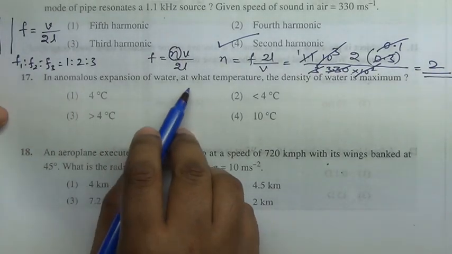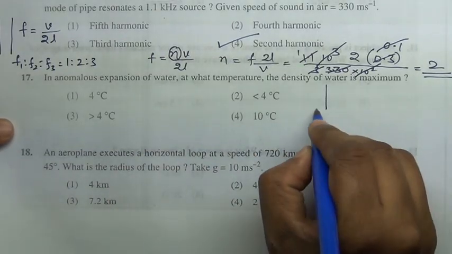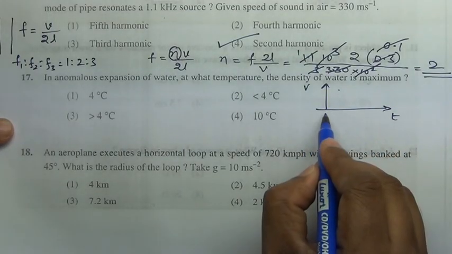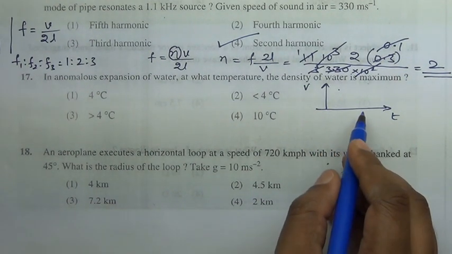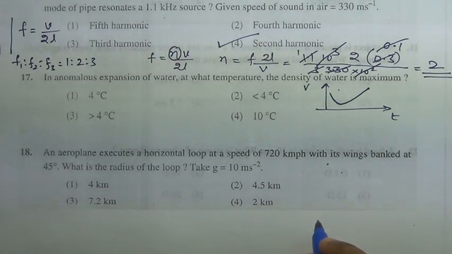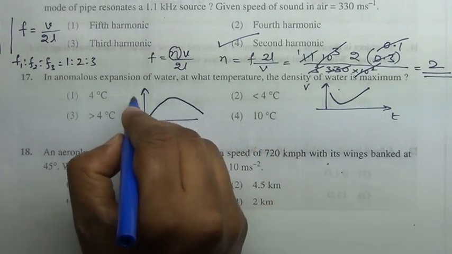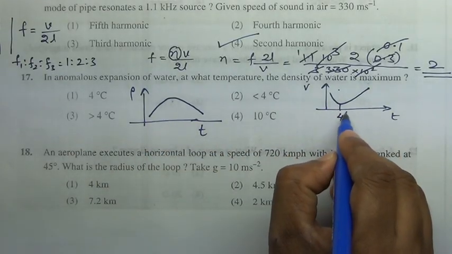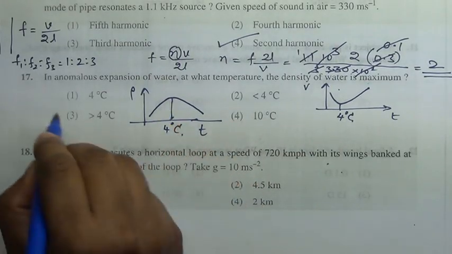In anomalous expansion of water, at what temperature is the density of water maximum? See, this is a graph of volume versus temperature. Okay, if the temperature of water increases, then volume first decreases and then increases. So that is why, if it's a graph of density versus temperature, density first increases, and this temperature is 4 degrees Celsius, and this is also 4 degrees Celsius. So density is maximum at 4 degrees Celsius.